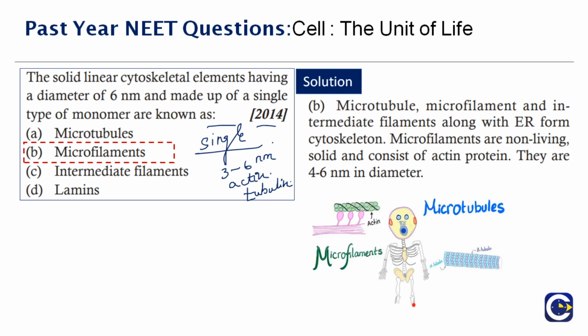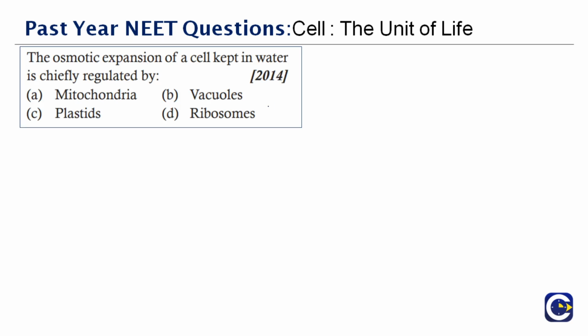Now you can see a diagram to your right side which talks about microfilaments and microtubules. Microfilaments have a protein called actin, and microtubules will have tubulin. That will be the protein associated with it. Therefore, the correct answer is option B. Now, let's move to the next question here. This question was asked in the year 2014.